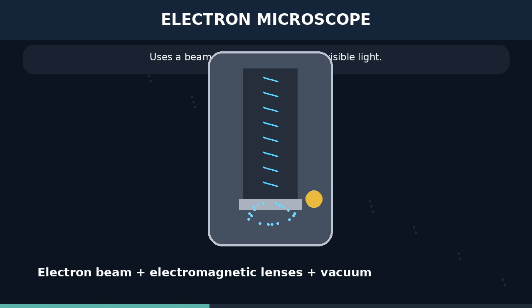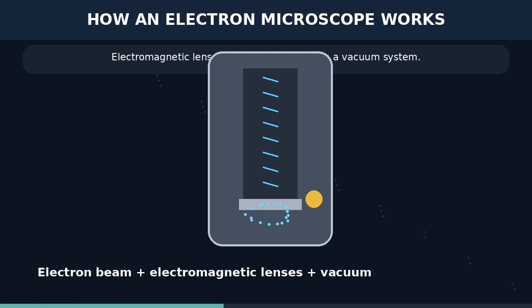SEM stands for Scanning Electron Microscope. In SEM, a focused electron beam scans across the surface of a specimen. Detectors collect signals from the surface and produce an image with detailed surface information. SEM images are often shown with a three-dimensional appearance.